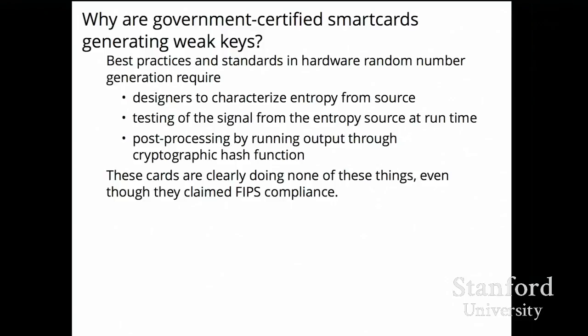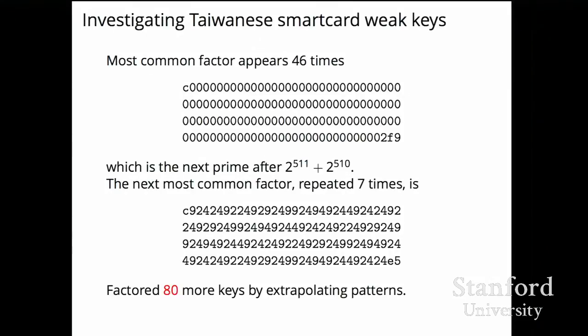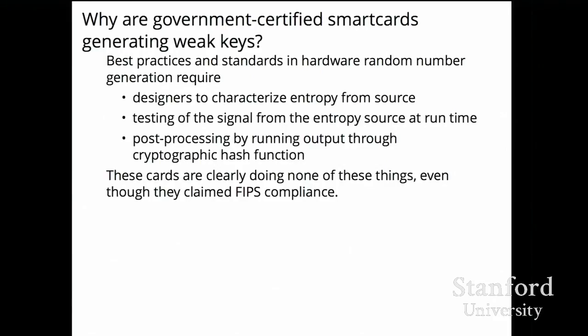The designers should characterize the entropy. There should be some testing of the entropy source at runtime to double check that it's not outputting all zeros or repeating values or whatever, and then you should post-process this entropy source by running it through some kind of PRNG or hash function to whiten it, right? This is basically the big picture idea of how you should generate your random numbers anywhere, but also in hardware. And these cards that are generating primes that look like that are clearly doing none of these things, even though they were claimed to be FIPS compliant.